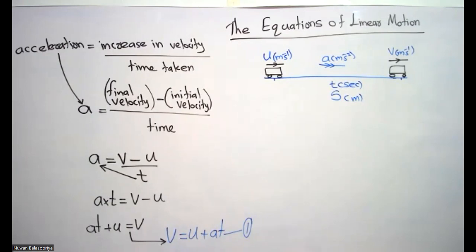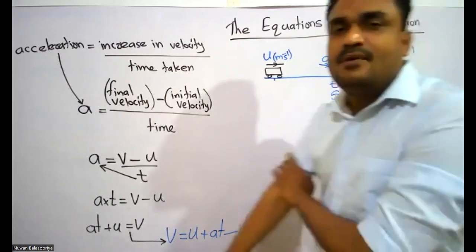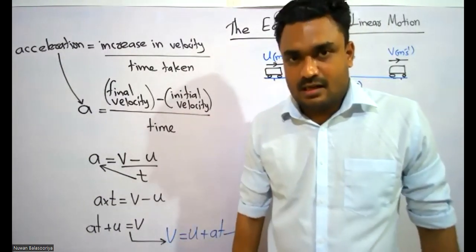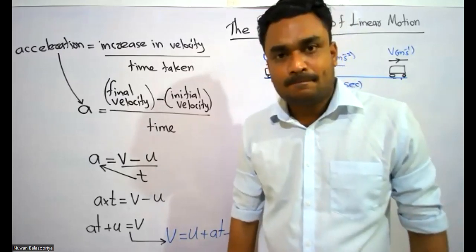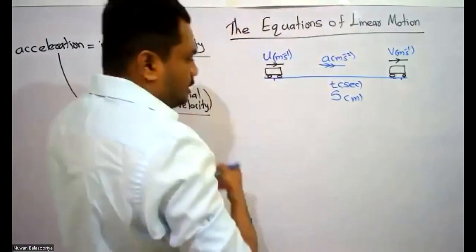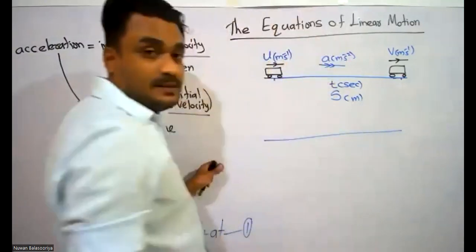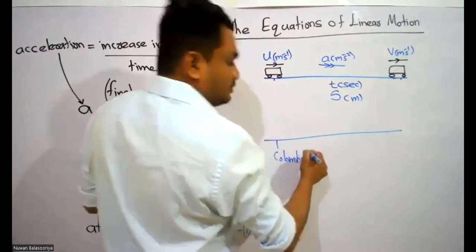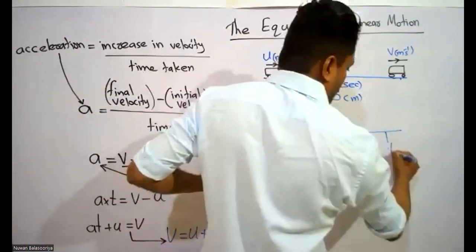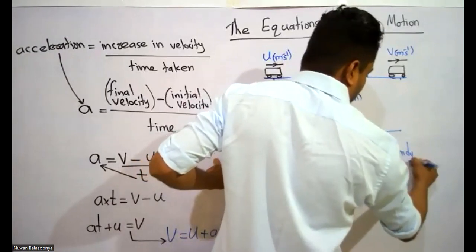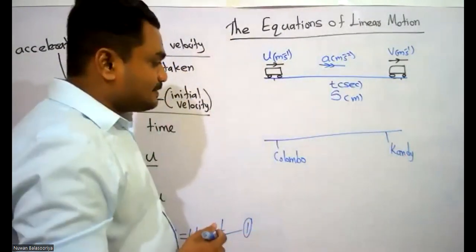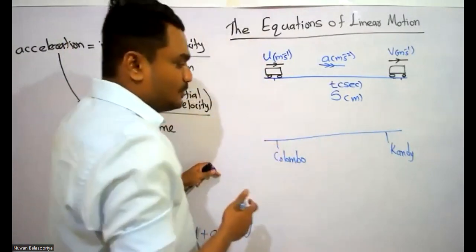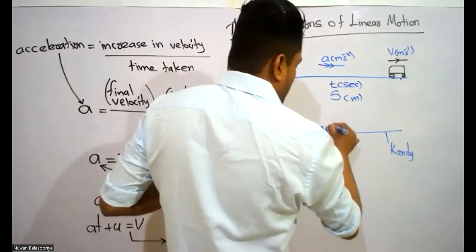Have you heard of average speed, average velocity? Listen, dear. Let's say you travel from one city to another, for example from Colombo to Kandy. I don't know the real distance, but let me assume that the displacement from Colombo to Kandy is 140 kilometers.